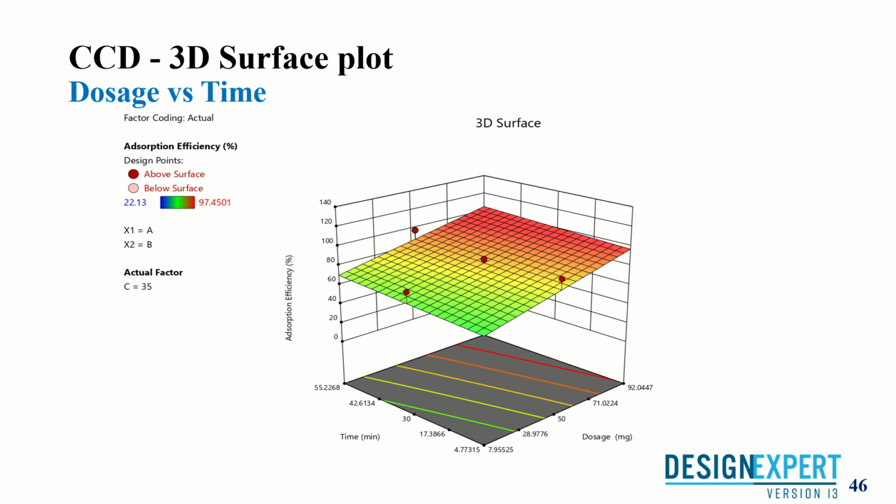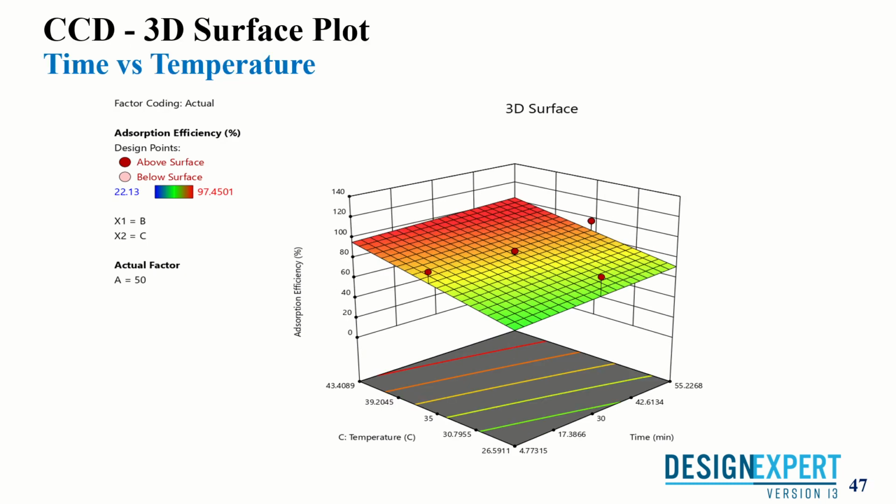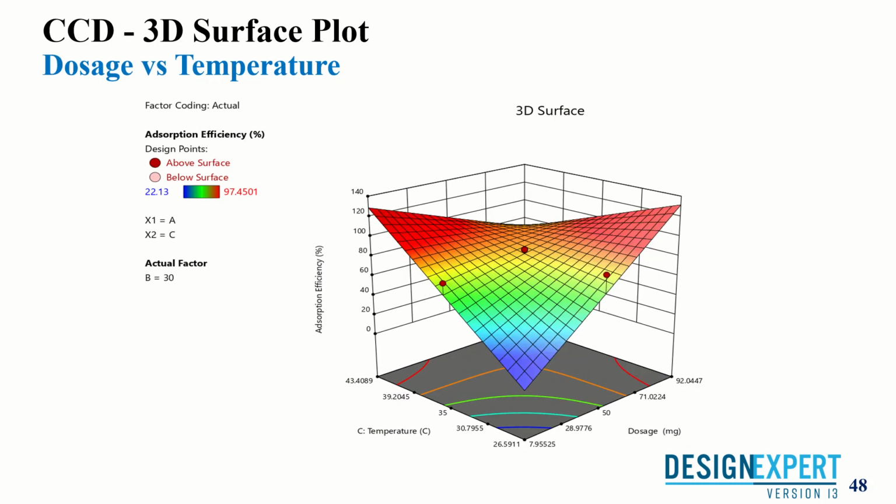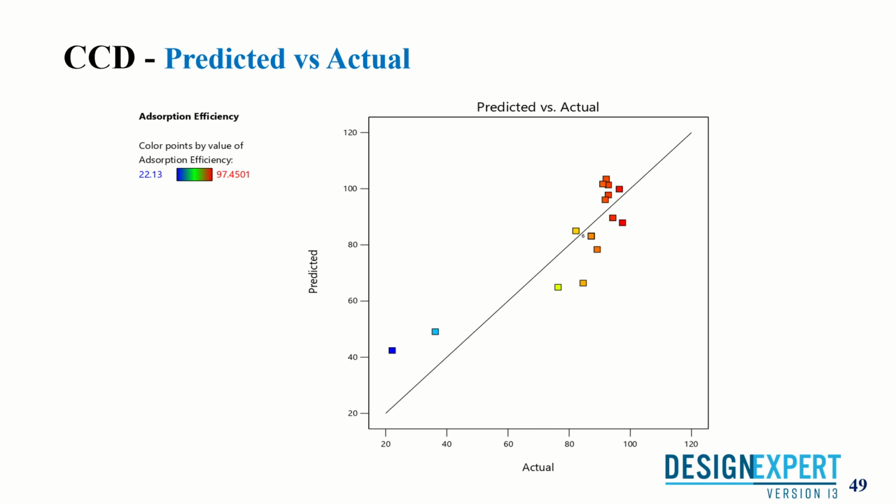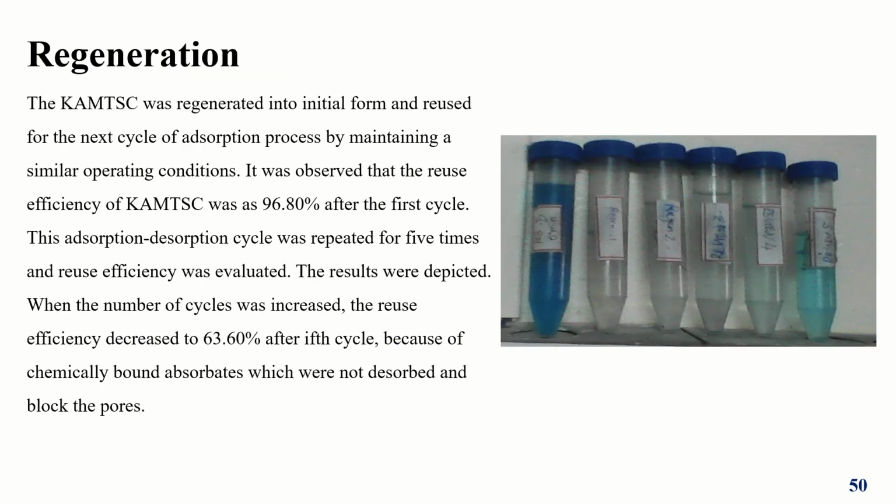The 3D surface plot shows the dosage versus temperature plot. Red color indicates the maximum efficiency. Time versus temperature plot and dosage versus temperature plot. This is the CCD predicted versus actual variance.